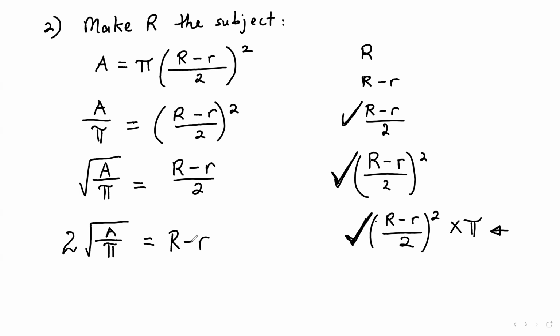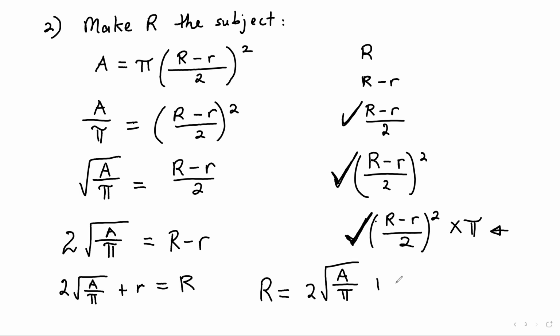Or what would I do to move minus r to the other side of the equation, girls? You add it. I'll add it. So now I'll end up with 2 times the square root of a divided by pi plus r, which would give me capital R. And there I have the subject of the formula. R is equal to 2 by the root of a divided by pi plus r. All right, that's another one.